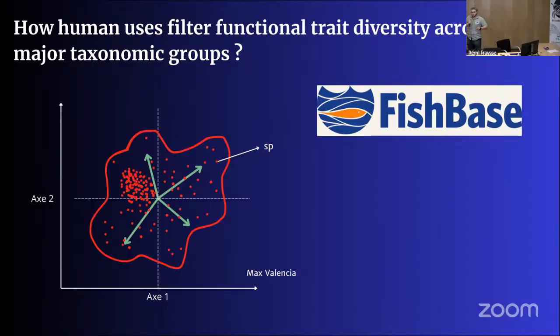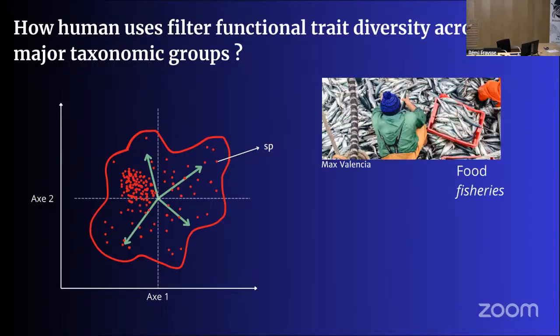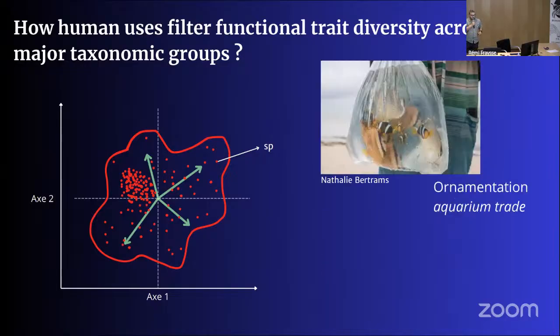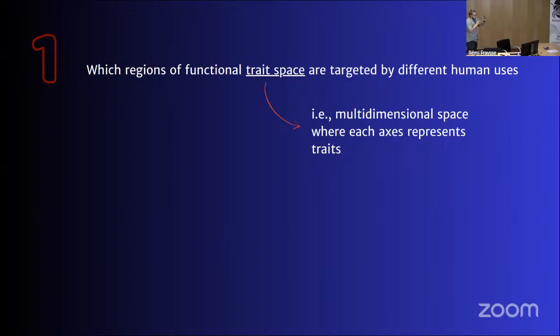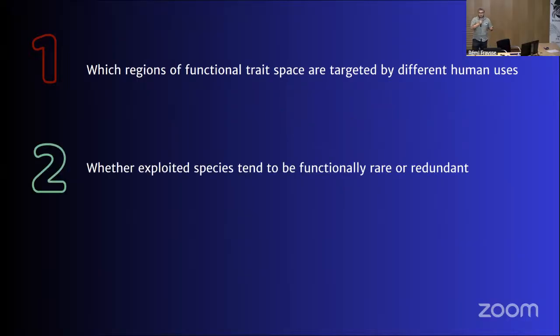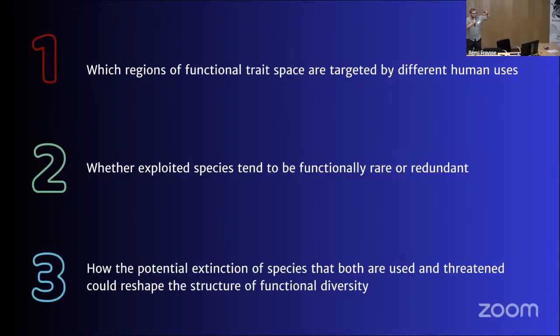And why freshwater fish species? Because they are heavily used for food with fisheries and aquaculture, but also for ornamental uses with the aquarium trade, or for recreational use with game fish. The 3 main questions of my presentation will be which regions of the functional space are targeted by different human uses, whether exploited species are functionally rare or redundant, and lastly, how the potential extinctions of threatened species and new species can lead to the erosion of some functional traits and then the erosion of some ecological strategies.